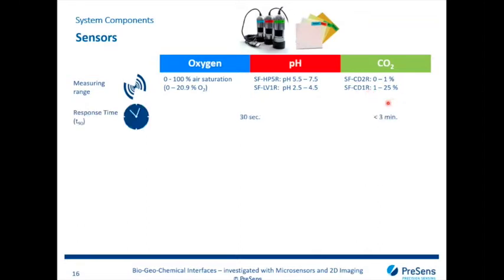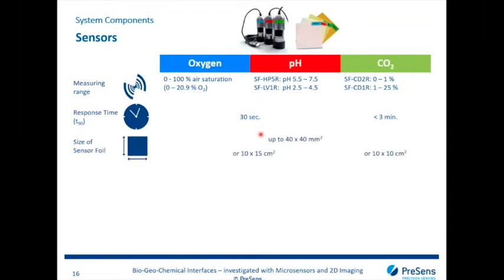The response time of the sensors is approximately 30 seconds for oxygen and pH and lower than 3 minutes for CO2. If you work in the gas phase with the oxygen sensor, the response time gets less than 10 seconds.